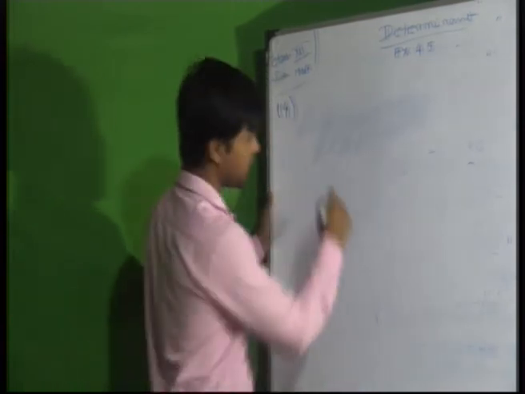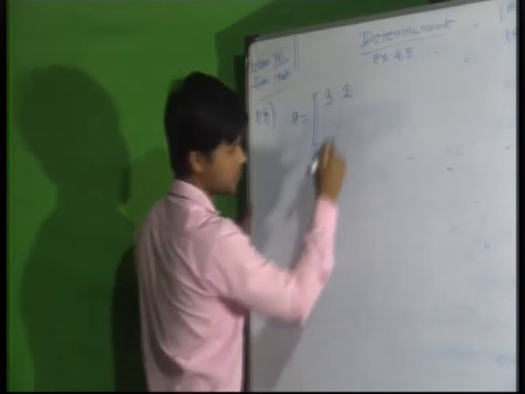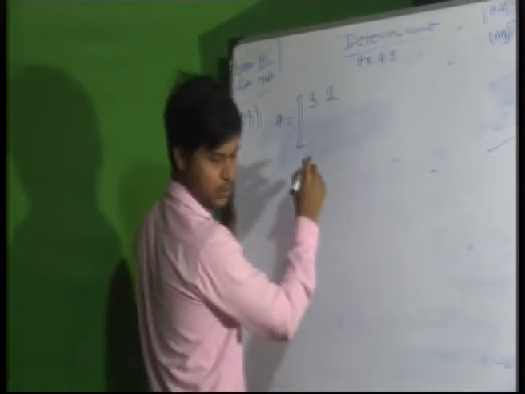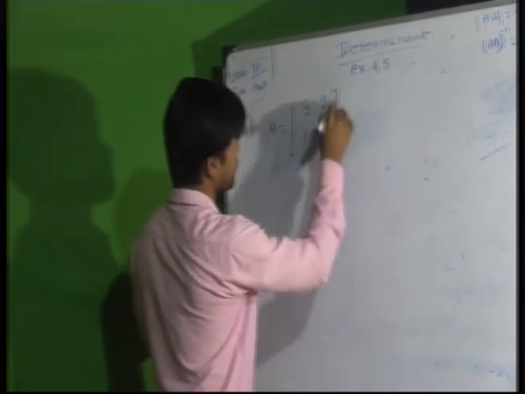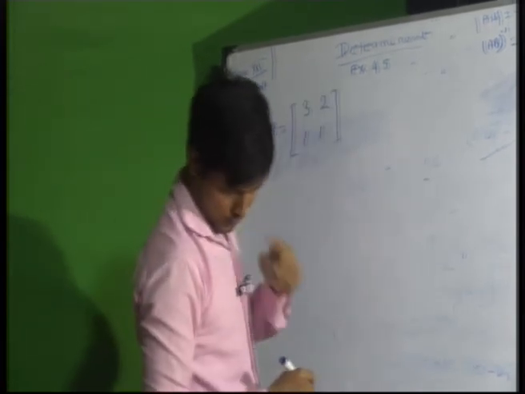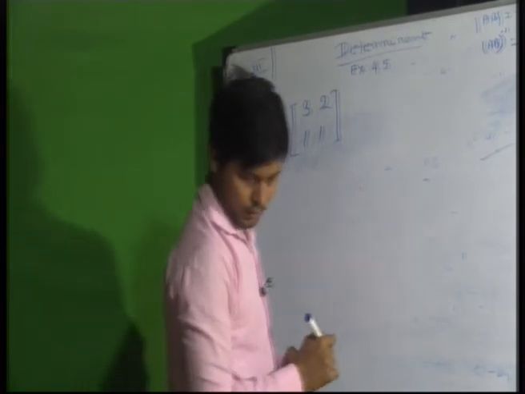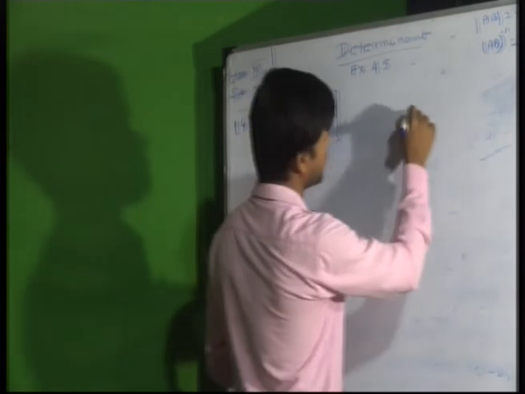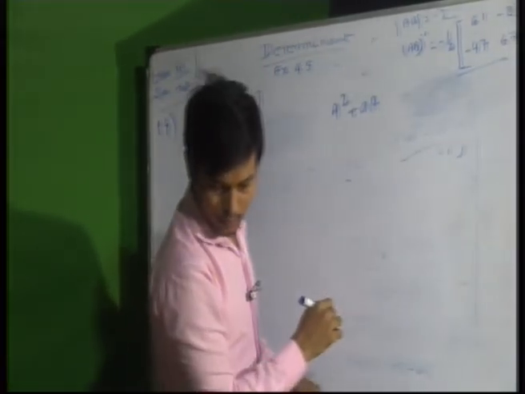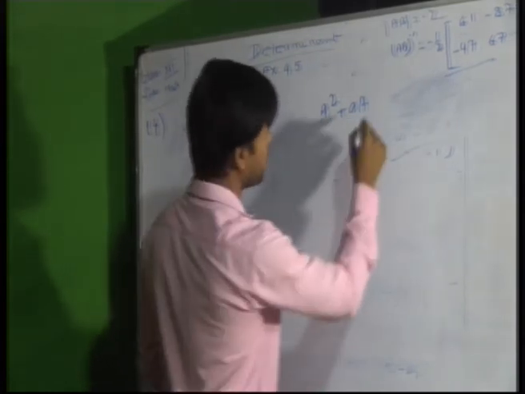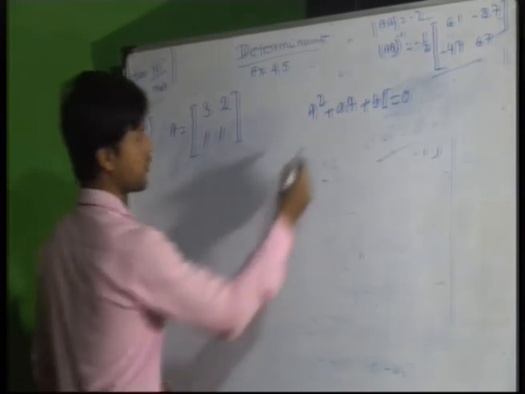for the matrix A, which is equal to [3 2; 1 1], we have to find the value of a and b such that A squared plus a into A plus b I is equal to 0. We have to calculate the value of a and b.